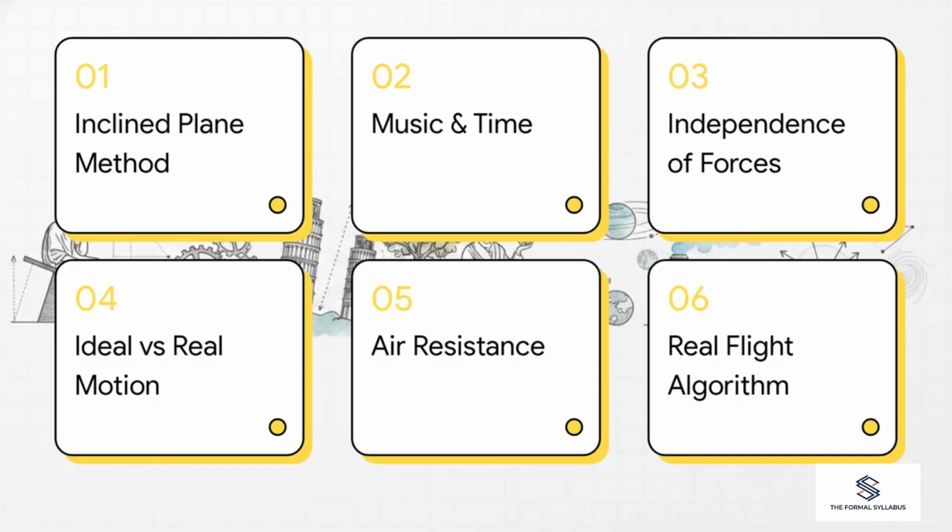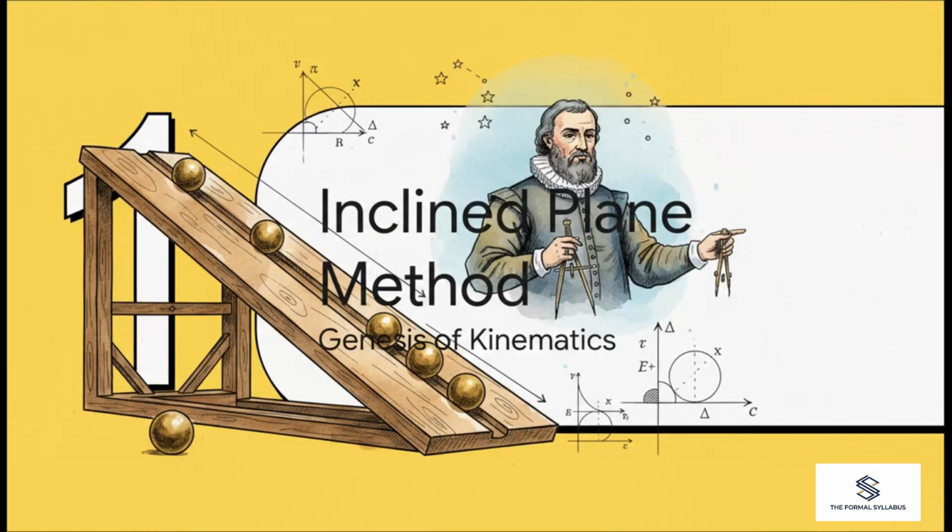Here is our roadmap for today. 1. The inclined plane method. 2. Music and time measurement. 3. Independence of forces. 4. Ideal motion versus reality. 5. Air resistance influence. And 6. The real flight algorithm. Starting off with Section 1, the inclined plane method, the genesis of kinematics.